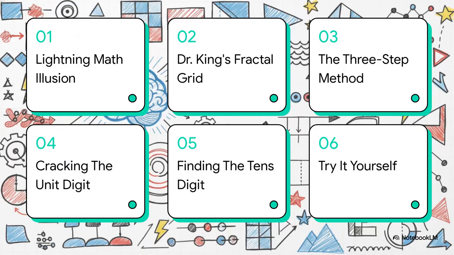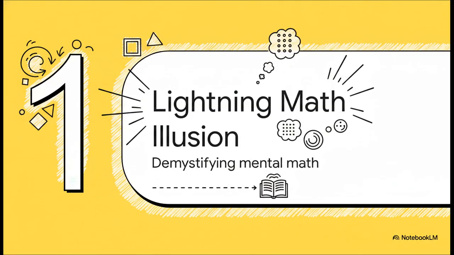So, here's our game plan for revealing this magic trick. We'll start with the lightning math illusion, explore Dr. King's fractal grid, break down his 3-step method, crack the unit digit, find the tens digit, and finally, let you try it yourself. Let's kick things off with Section 1, the lightning math illusion, and clearly define the specific mathematical feat we're attempting today.